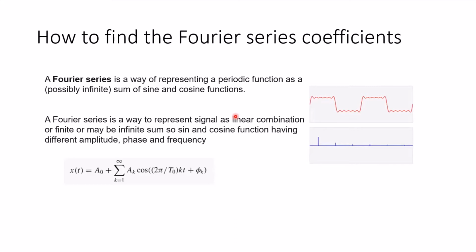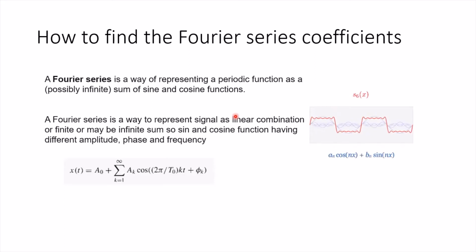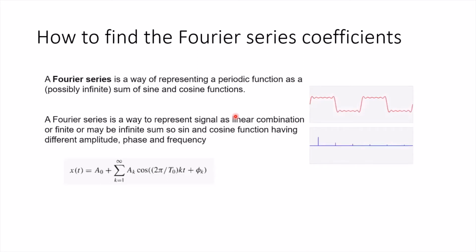According to Fourier, we can represent any signal as a finite or maybe infinite sum of sinusoidal waveforms having different amplitude, phase, and frequency. If they are periodic, then they are harmonically related. What do we mean by harmonically? They are integer multiples of the fundamental frequency. So what is the fundamental frequency? I'll explain in my next lecture on the Fourier transform or Fourier series.